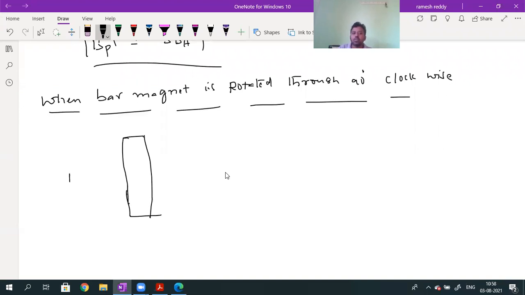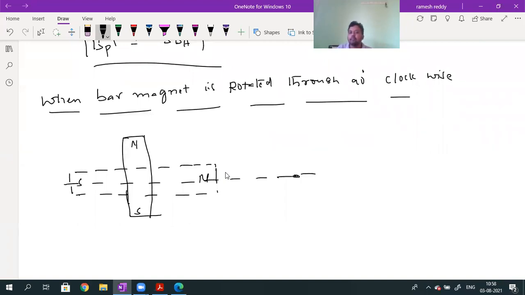Now the bar magnet is rotated through an angle of 90 degrees from its position. Initially this is the north pole, this is the south pole. It is rotated 90 degrees clockwise. Clockwise means here the north pole will come, here the south pole will come. Now let me consider a point P. After rotating the bar magnet through 90 degrees, I consider the same point P dash. P dash is the point which is at a distance D from the center.